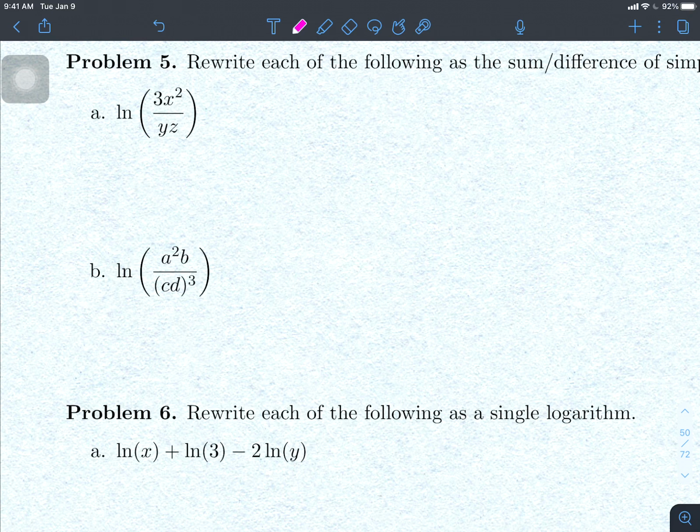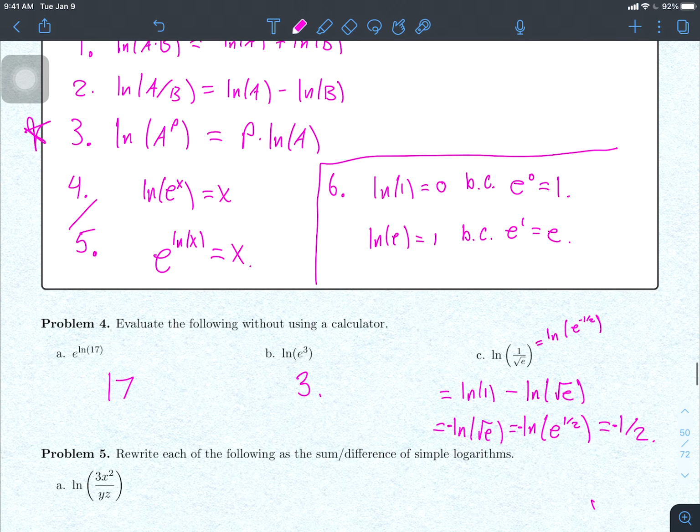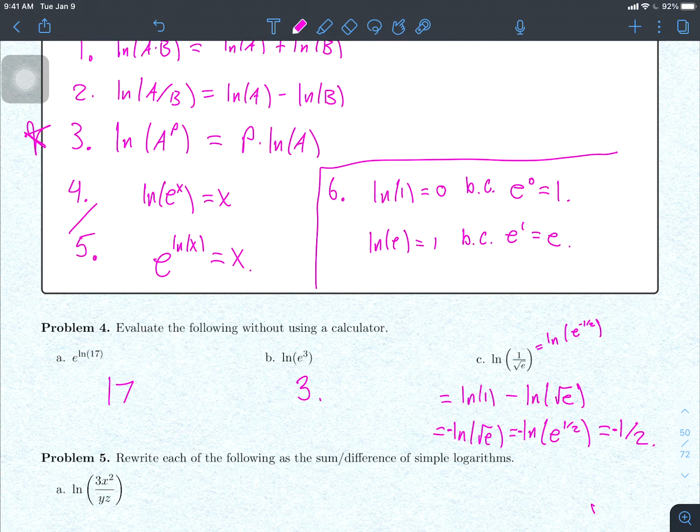Yeah, subtraction is what I hear. So really we're referring to the fact that there's a division happening inside. I can use rule number 2, which says that ln of something divided by something else is the same as those 2 logs being subtracted. So I first get ln of 3x squared minus ln of yz, and I can further uncombine some of these. The first one, for example, I can use rule number 1. Since it's a product between 3 and x squared, this is the same as ln 3 plus ln of x squared.